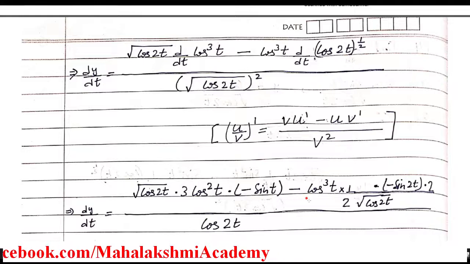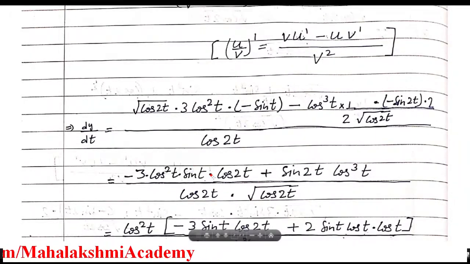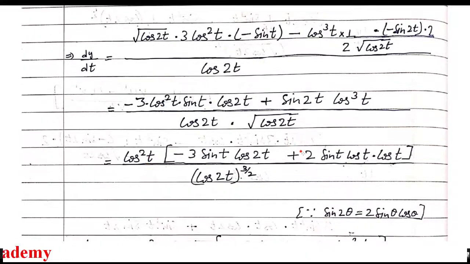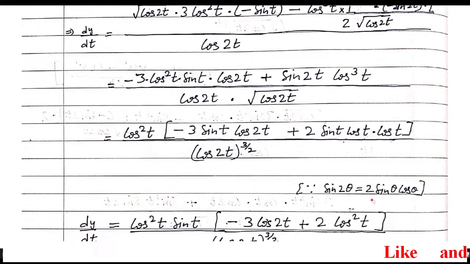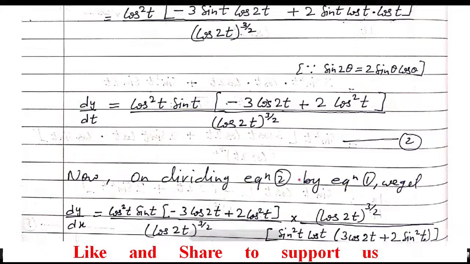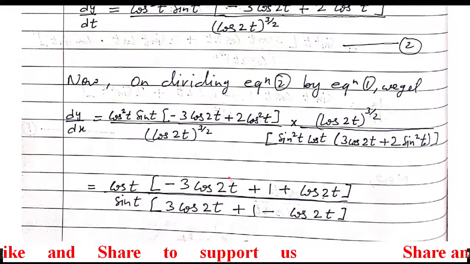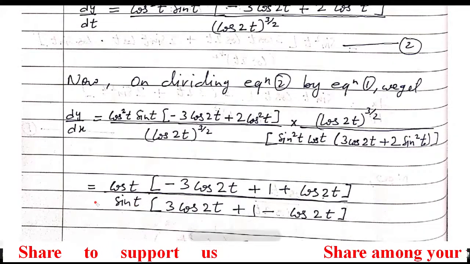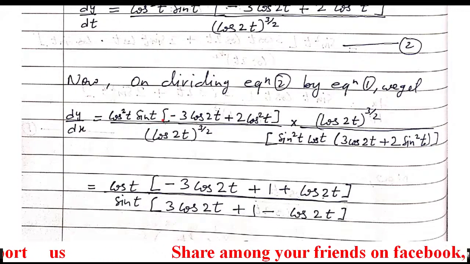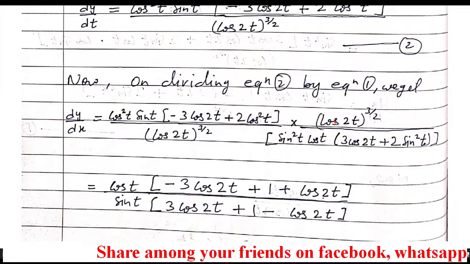Now take the LCM and shift the LCM down, that will give you this step. Now from here take cos square t common, that will give you this step. Here again sin 2t you just change as 2 sin t cos t because of the sin 2 theta formula. Now here what you will find, the sin t is again common. So take sin t common, you will get this step. Now finally, since we want dy over dx, so divide equation 2 by equation 1. So when you divide, you will get this. This is your dy over dt, and this is the reciprocal of dx over dt.